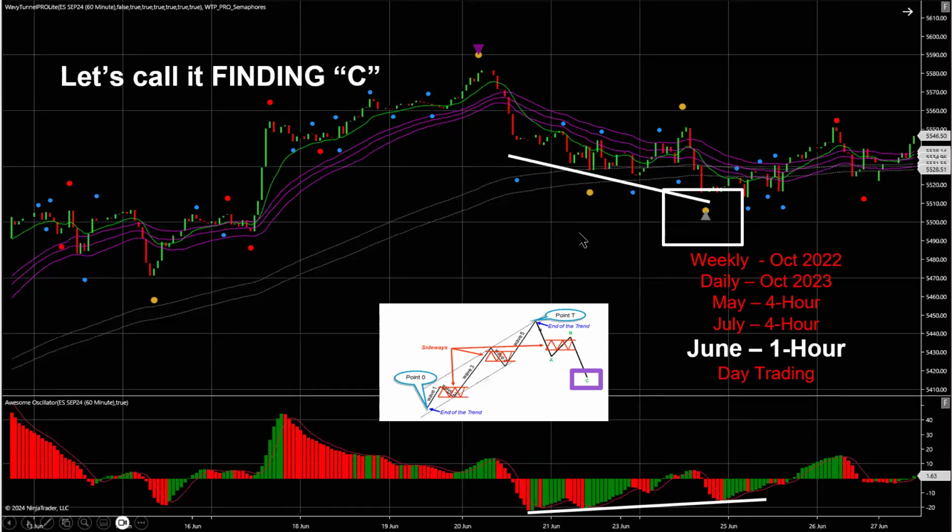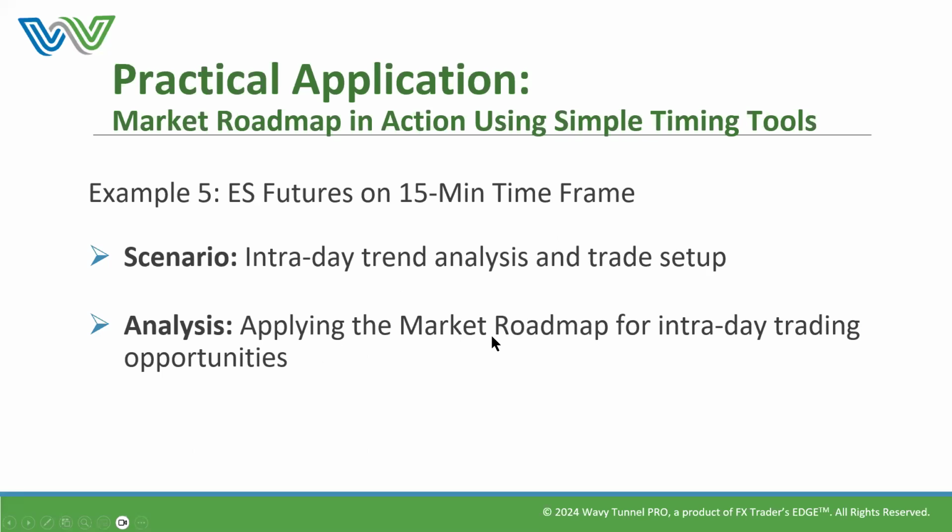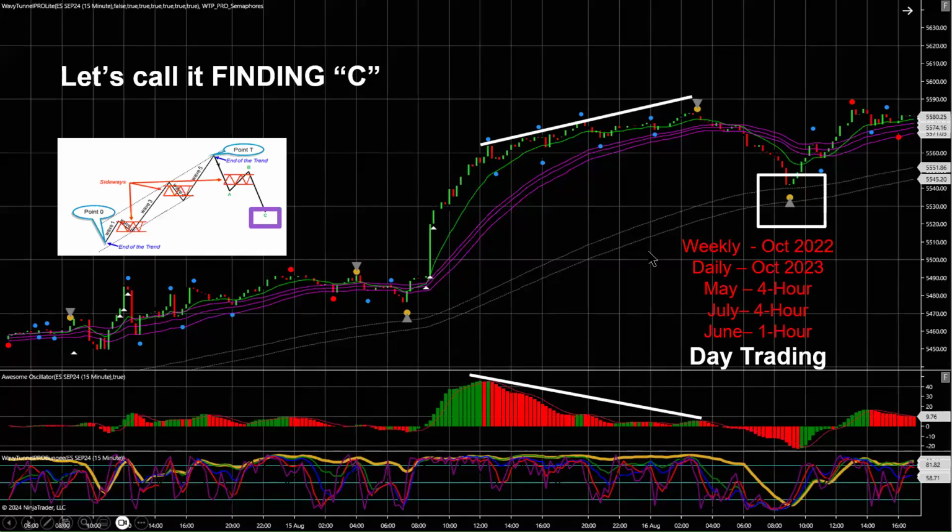Now for day trading, you can also apply the roadmap for intraday day trading opportunities. So we're just going to look at the 15-minute time frame for just one opportunity, but these show up every single day. I trade futures and they show up every single day, whether long or short. I typically like to trade from the long side and take my profits once we extend, but that's what I like to do.